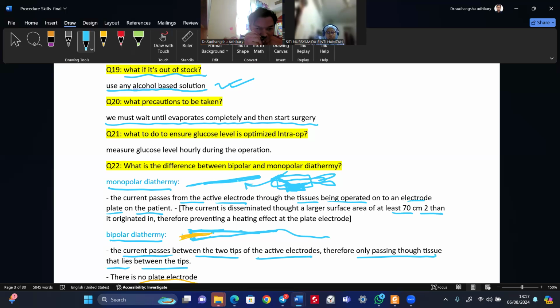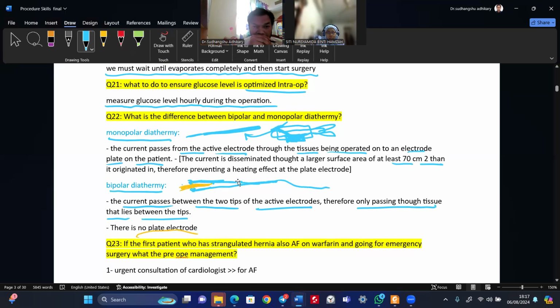What to do to optimize the glucose level intraoperatively? Measure glucose level hourly during the operation.